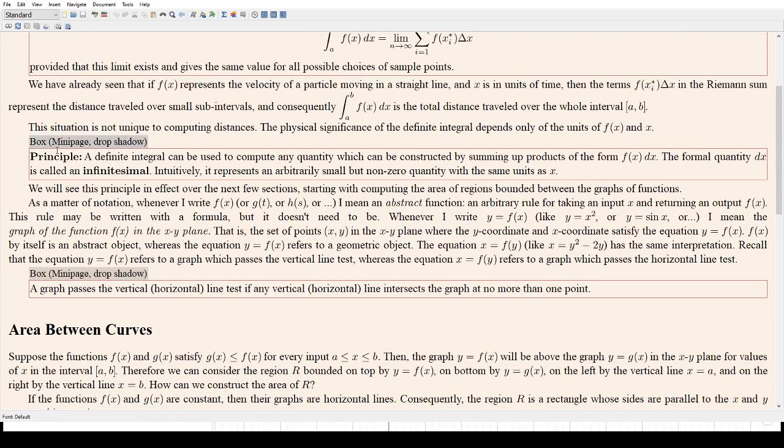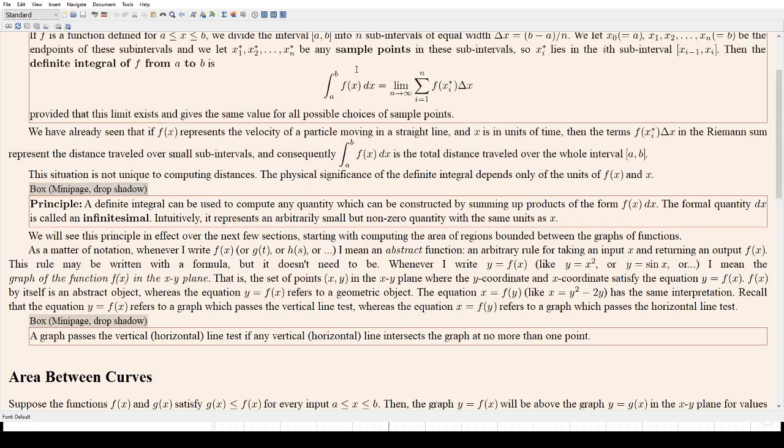And of course, there's tons of things that we can construct in a similar fashion. So that's what I try to summarize in what I'm just calling a general principle, an organizing principle that is going to motivate this section and the next few sections. A definite integral can be used to compute any quantity which can be constructed by summing up little products of this form. So when I write dx here, formally it's just a symbol. It's part of the notation for writing down a definite integral. By itself, it doesn't actually mean anything.